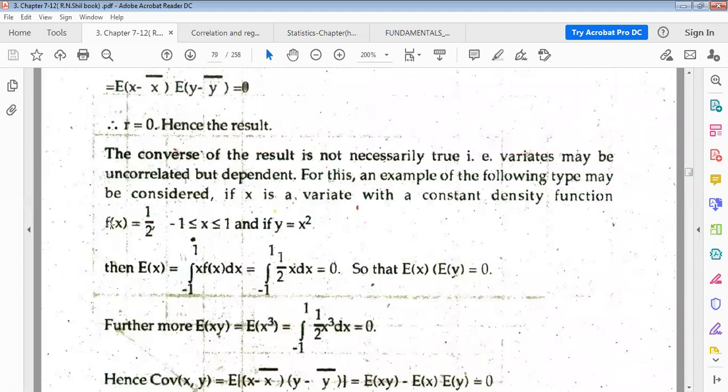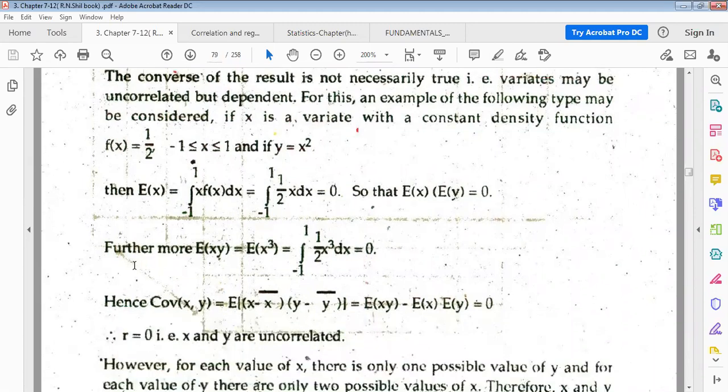Necessary condition. If f of x, y equals half, x lies between -1 and 1. If y equals x square, then the expectation of x, by using this formula, we get 0. But the expectation of x into the expectation of y equals 0. Further, the expectation of xy will be the expectation of x cube, because y equals x square. This is why xy equals x cube.